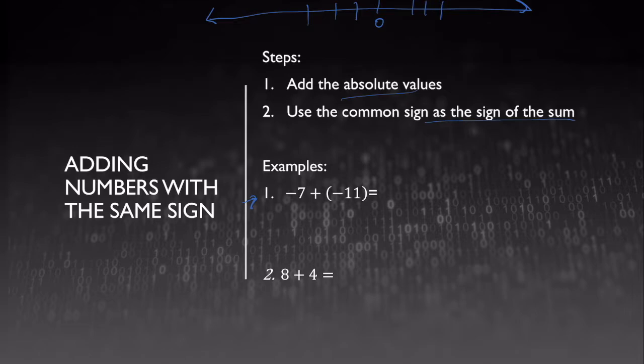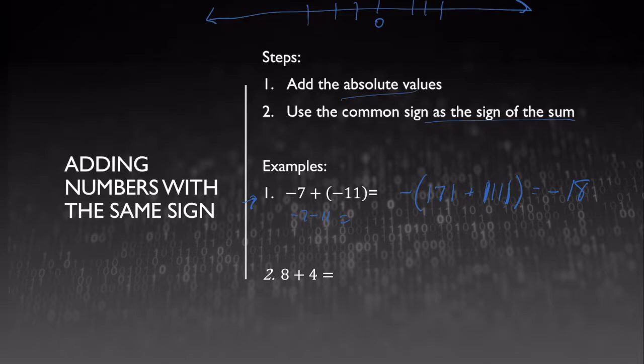So, for example, if I'm adding -7 and -11, I would add the absolute values of 7 and 11, and then keep the common sign, which is a negative. You can also think of this as -7 plus -11. You can also use a number line, whatever helps you add and subtract negative numbers. So this would be -7 plus -11, which is -18.